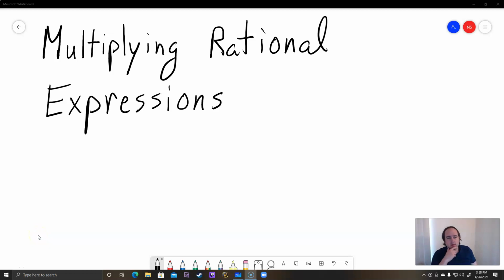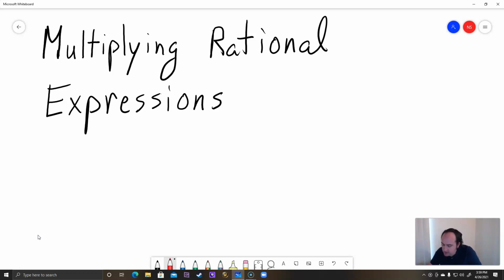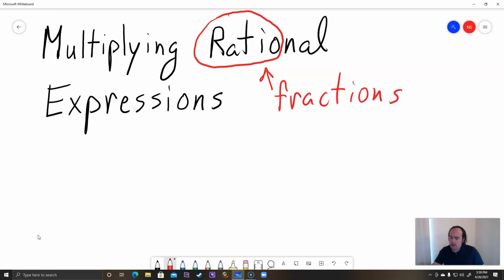Hi, in this lesson we're going to be learning about multiplying rational expressions. Now, what are rational expressions? They're basically just fractions where you have a polynomial in the numerator and a polynomial in the denominator. If you look at the word rational, it has the word ratio built into it, and ratio just means a fraction. So we're dealing with fractions, and in particular they're fractions with a polynomial in the numerator and a polynomial in the denominator, which is just a specific type of fraction.